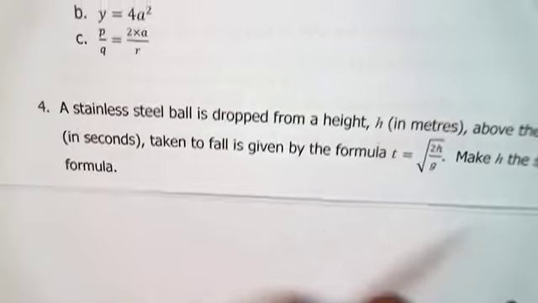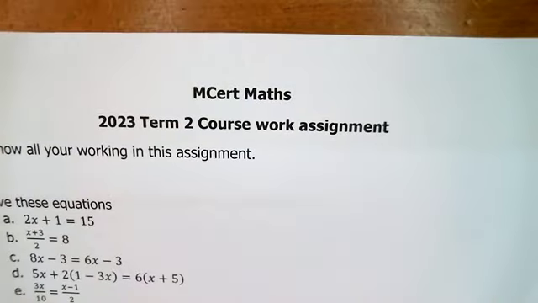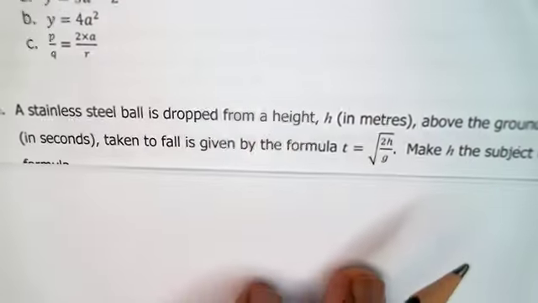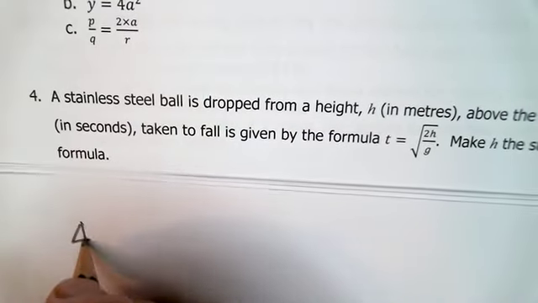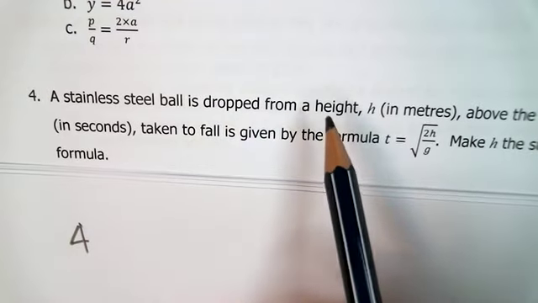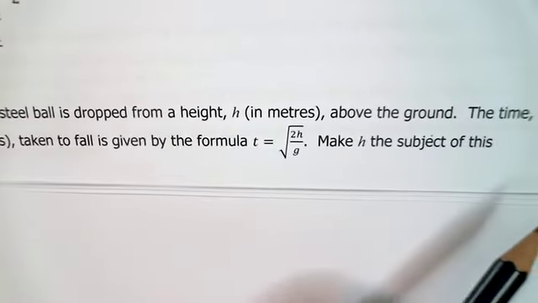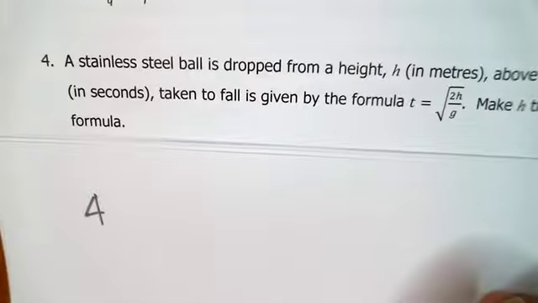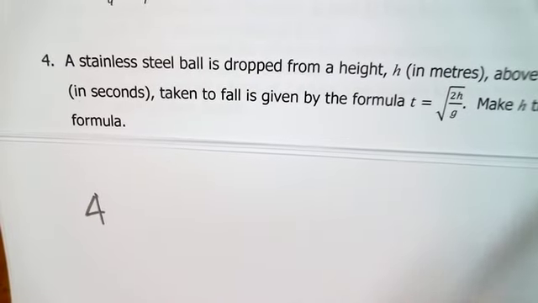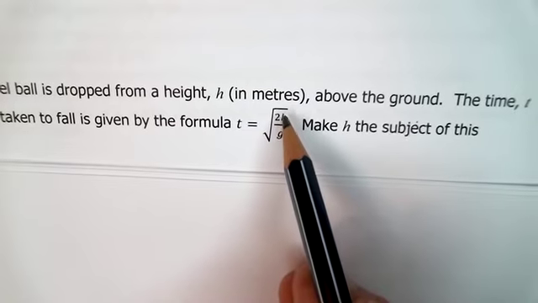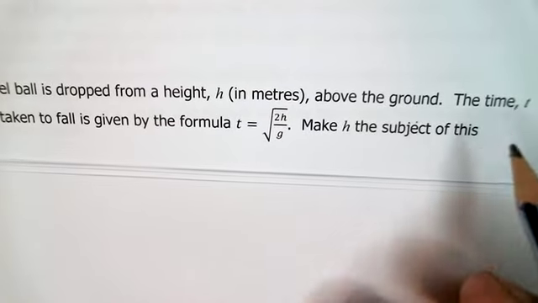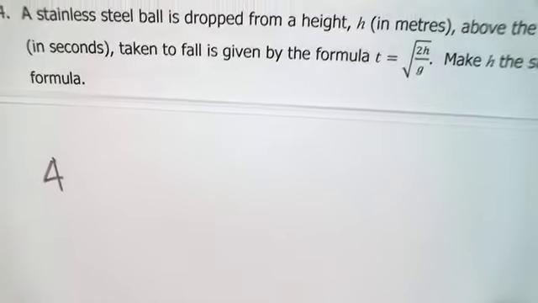All right, we're doing the 2023 Term 2 exam prep questions, and we're doing question 4. Question 4 states, a stainless steel ball is dropped from height h, in meters, above the ground. The time t in seconds taken to fall is given by the formula t is equal to the square root of 2h on g. Make h the subject of this formula.